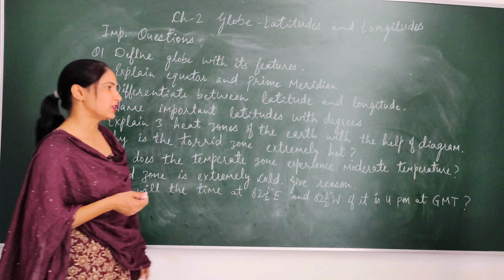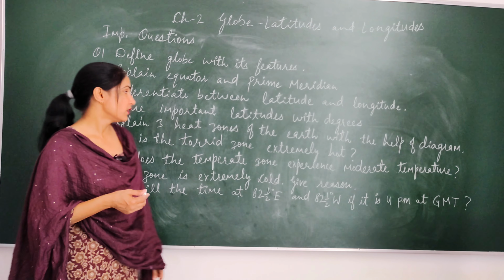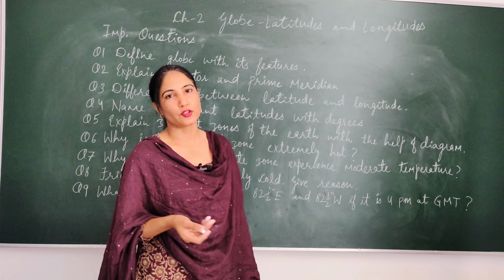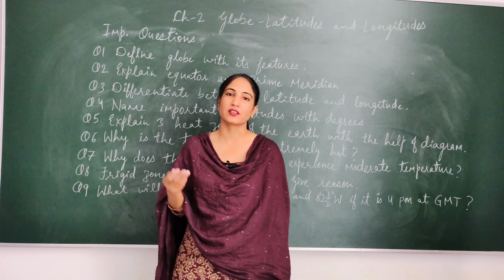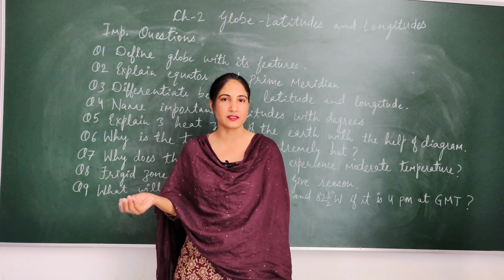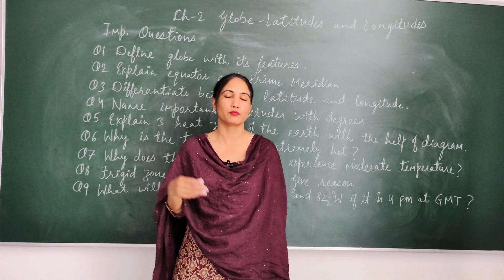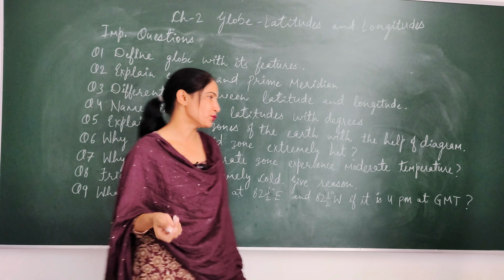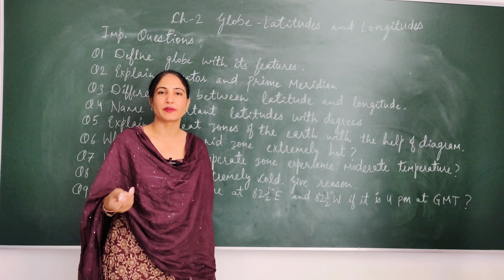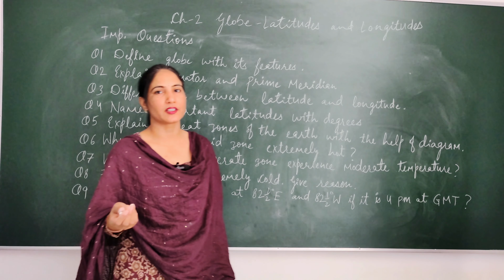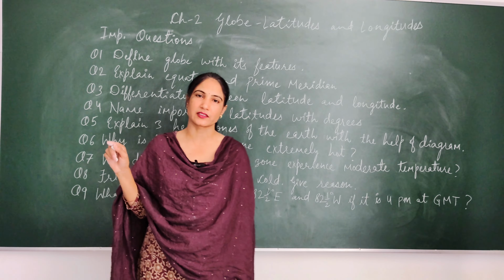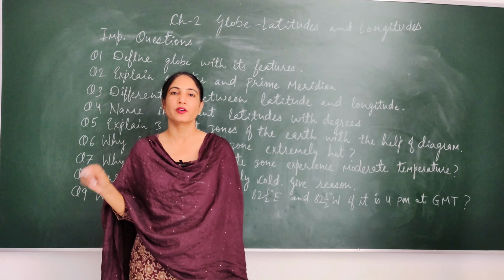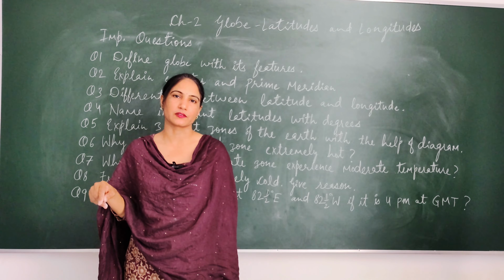Explain the heat zones of the earth with the help of diagram. There are 3 heat zones of the earth: torrid zone, temperate zone and frigid zone. Torrid zone is between Tropic of Cancer and Tropic of Capricorn, from 23.5 degree north to 23.5 degree south. Second is temperate zone. Temperate zone is in northern hemisphere from Tropic of Cancer to Arctic Circle and Tropic of Capricorn to Antarctic Circle in southern hemisphere.